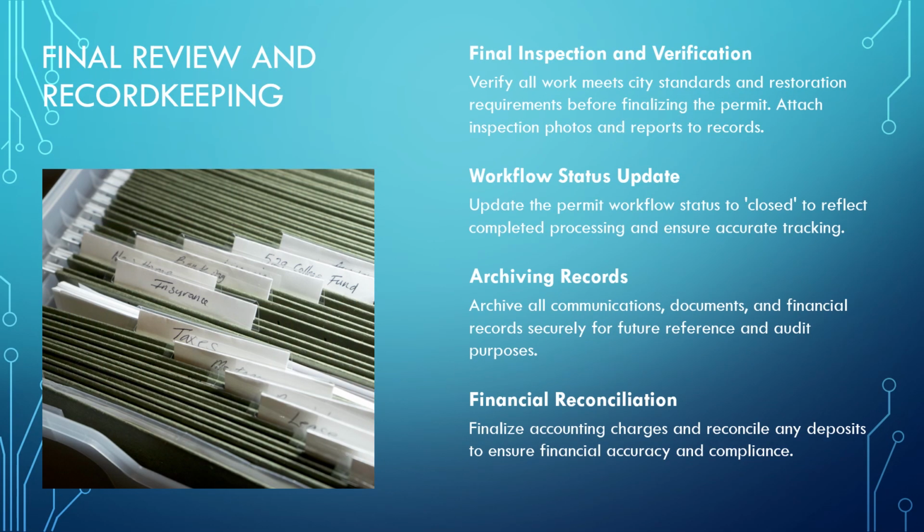Closing out an encroachment permit involves verifying that all work has been completed according to city standards and that restoration requirements have been met. Conduct a final inspection and attach photos or reports to the permit record. Update the workflow status to indicate that the permit is closed. Archive all communications, documents, and financial records for future reference.